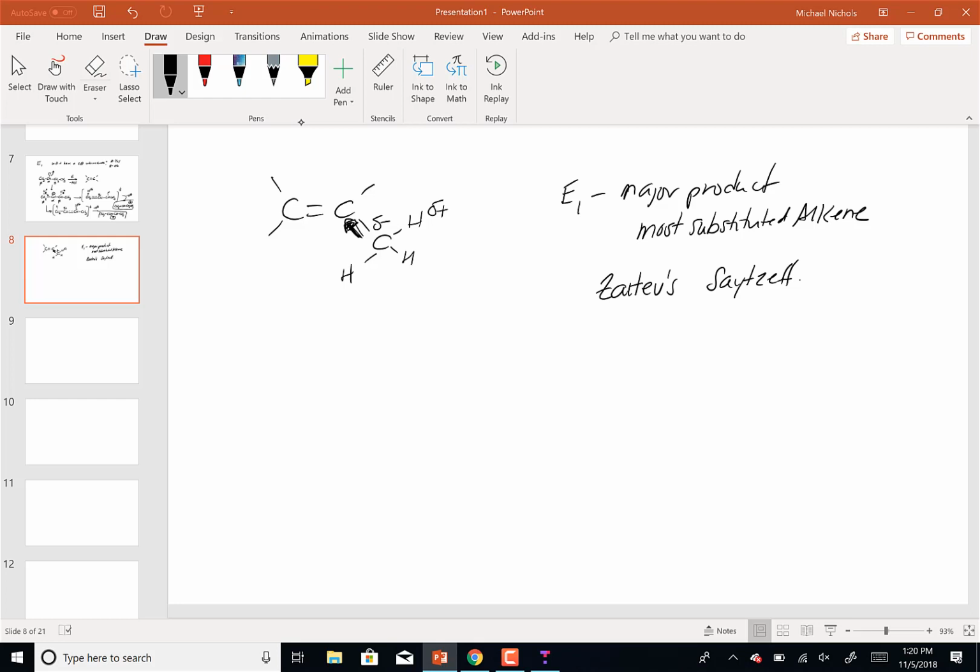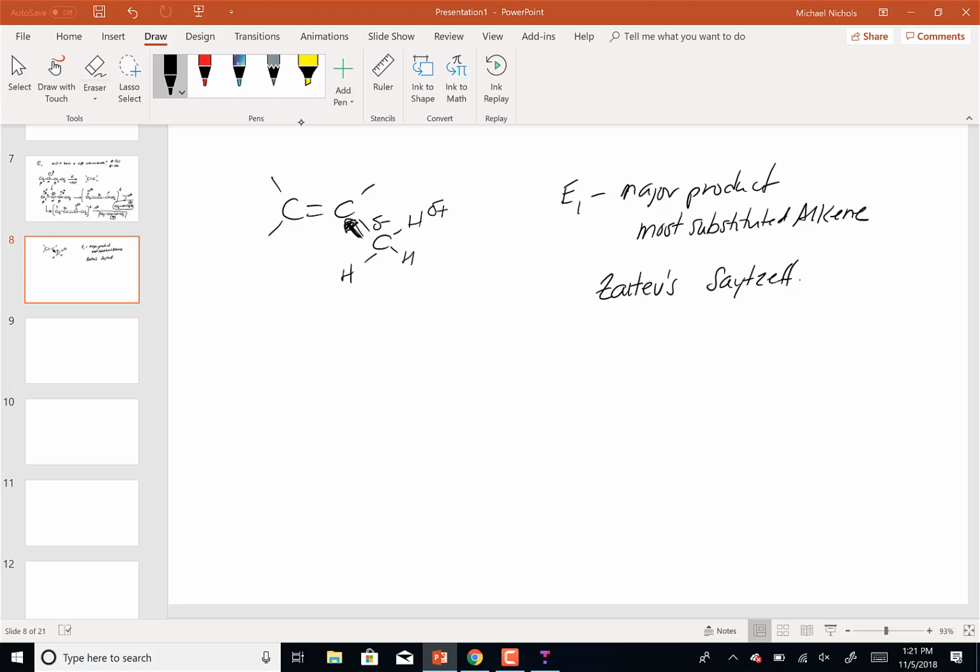What he did is he basically did a number of E1 eliminations and found out that the major product was always the one that was more substituted. And so you have the Saytsev rule. So Saytsev's rule now we can expand and say you're forming the more substituted double bond, but you're also forming the more stable product.